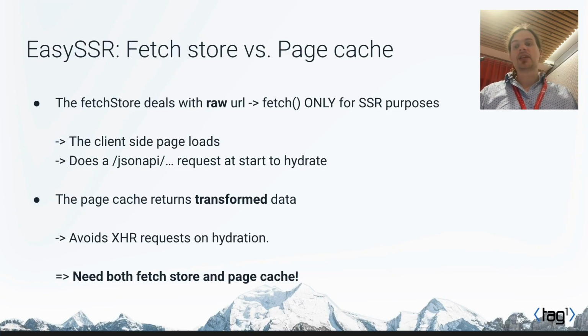No, it's both, because the fetch store deals with a raw URL, not fetch, and this is only for server-side rendering purposes. This is storing the raw JSON API responses. So if you were using only fetch, then the client-side page would load and would immediately do the JSON API calls to start to hydrate. But if we are returning the transformed data, then we avoid this XHR request on hydration, and so we need both the fetch store and the page cache.